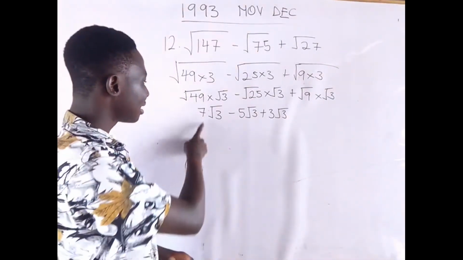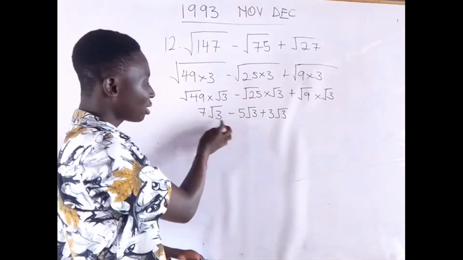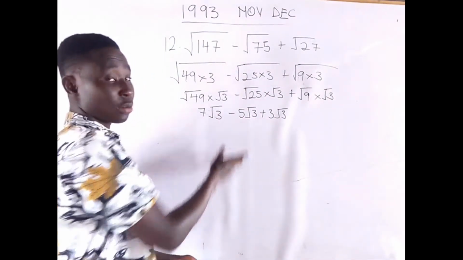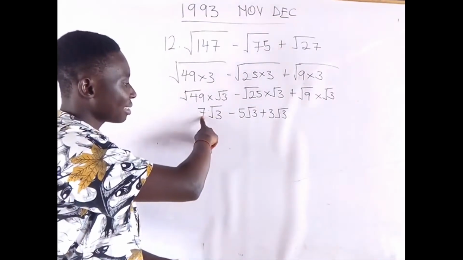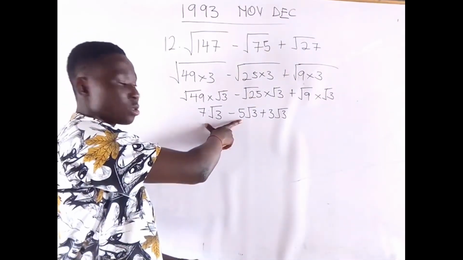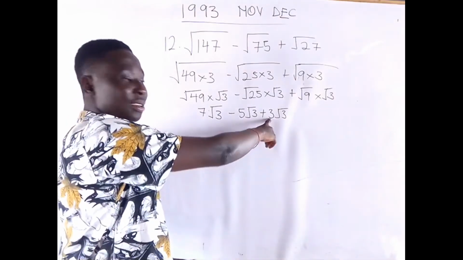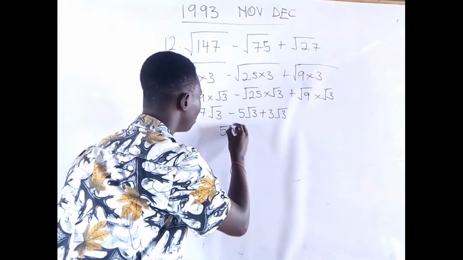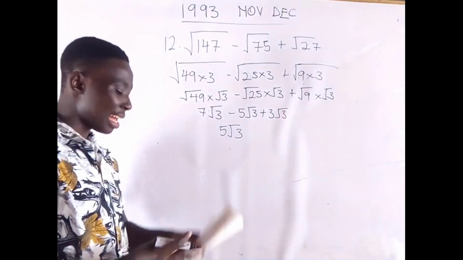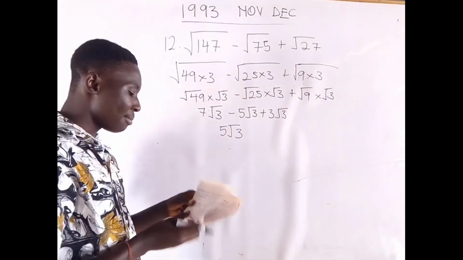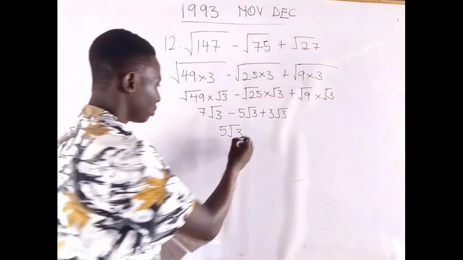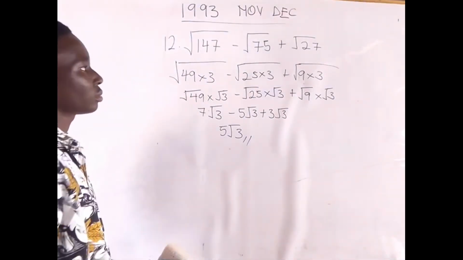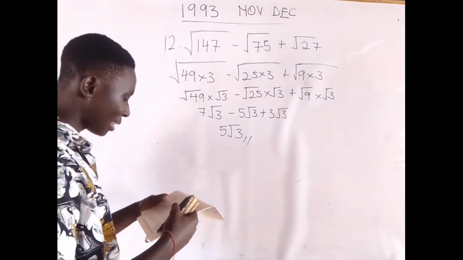So now you are going to get 7 minus 5, because the roots are the same. You are going to add these numbers and then take one of the roots. So 7 minus 5 is going to give us 2, plus 3 is going to give us 5. So 5 root 3. So this is the answer for number 12. Now let's move on to question number 13.